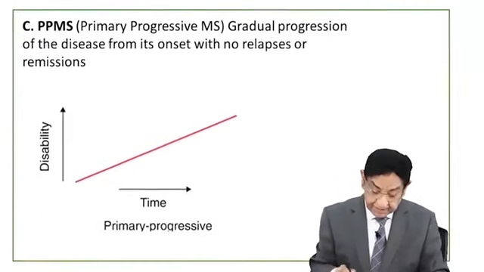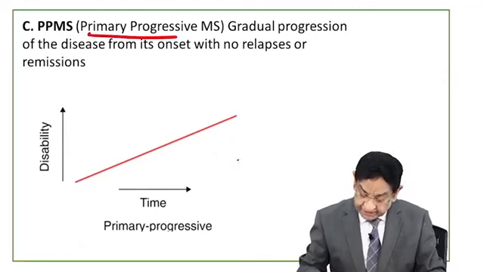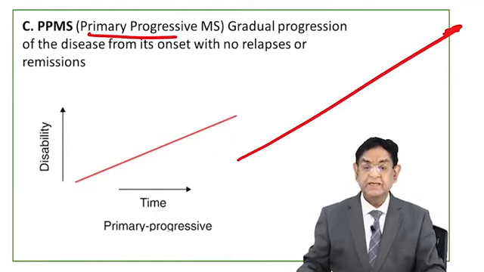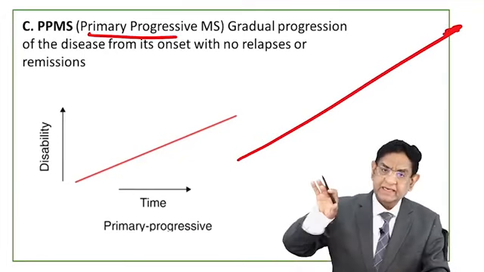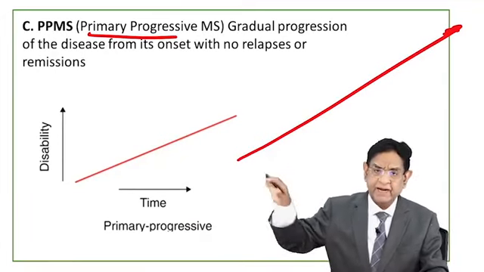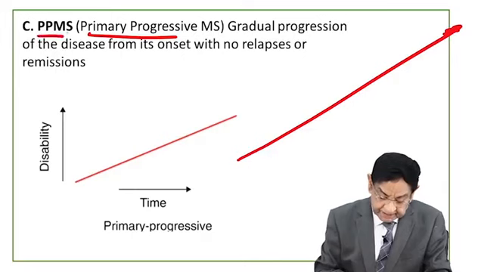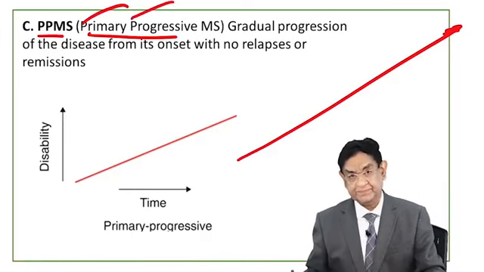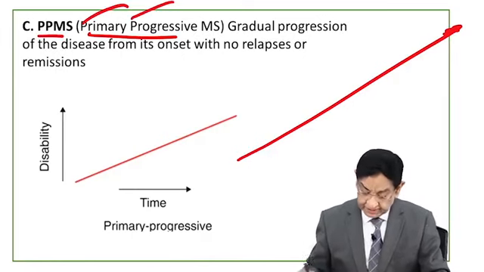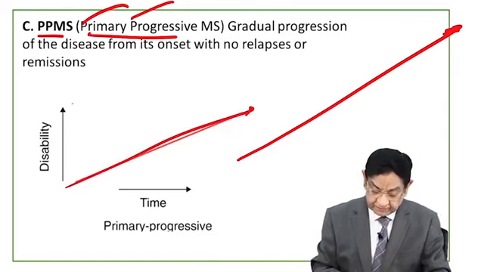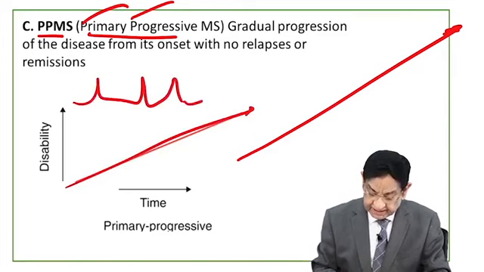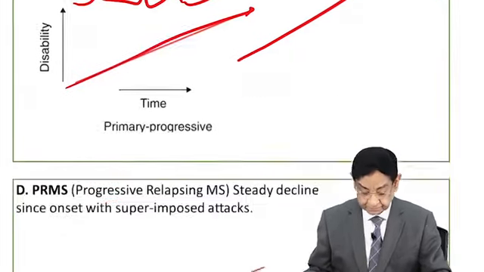Then primary progressive, from day one it is increasing. From day one it never came back. It's going bad, so-called PPMS, primary progressive. Okay, so from day one only the problem is increasing. The previous one was RRMS, and later on it started increasing.